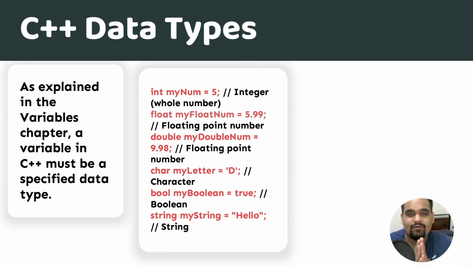The 5 value is basically a whole number, which means it's an integer. Then you have a floating number, which means it has a decimal point. So 5.99 is a floating point number. And then you have double myNum, which is 9.98, which is again a floating number. char myLetter = 'D', which is a character. bool true, which means a boolean. string "Hello", which is a string. This is the general idea of what we call data types.